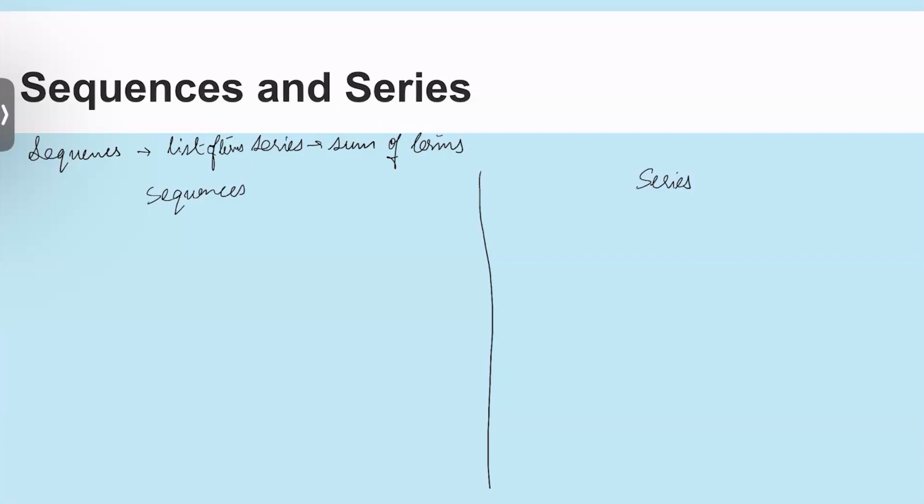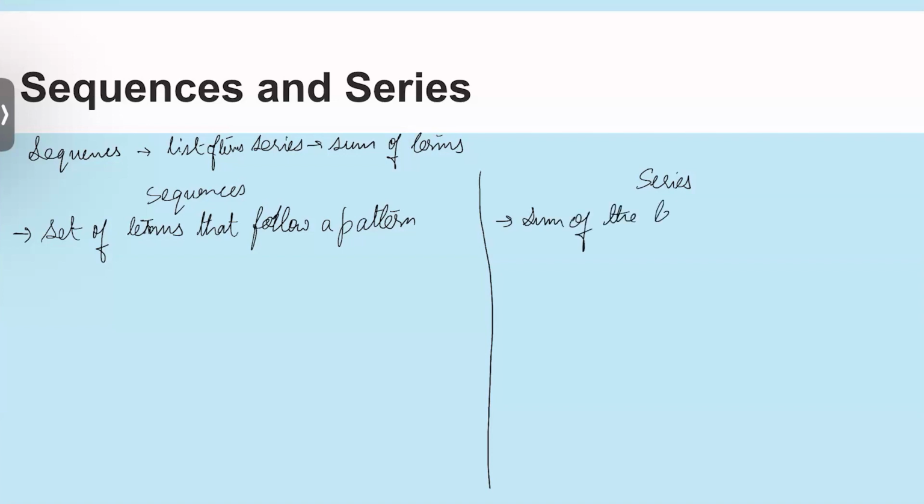Okay, so you have sequences and series. The first point of distinction between them is that a sequence is a set of terms that follow a pattern, whereas a series is the sum of the terms of the sequence.